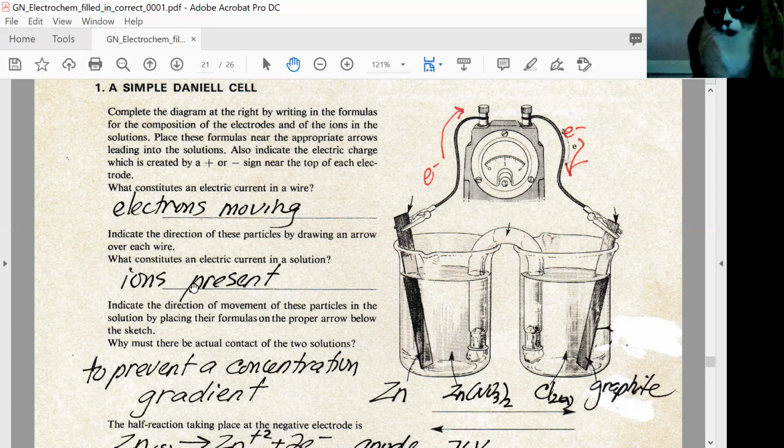You've got to have some ions present in the solution so that you can have an electric current. Then why must there be actual contact of the two solutions? Oh yeah, so we're going to have a salt bridge to prevent a concentration gradient. We need to have the salt bridge so that we don't have the concentration gradient. Because in other words, if the zinc keeps going to zinc plus 2, after a while it's not going to want to do that.